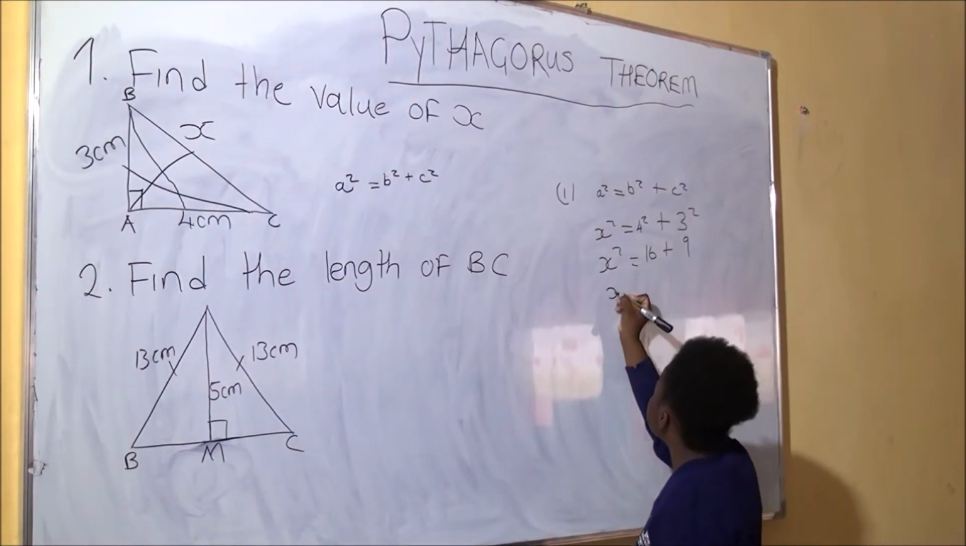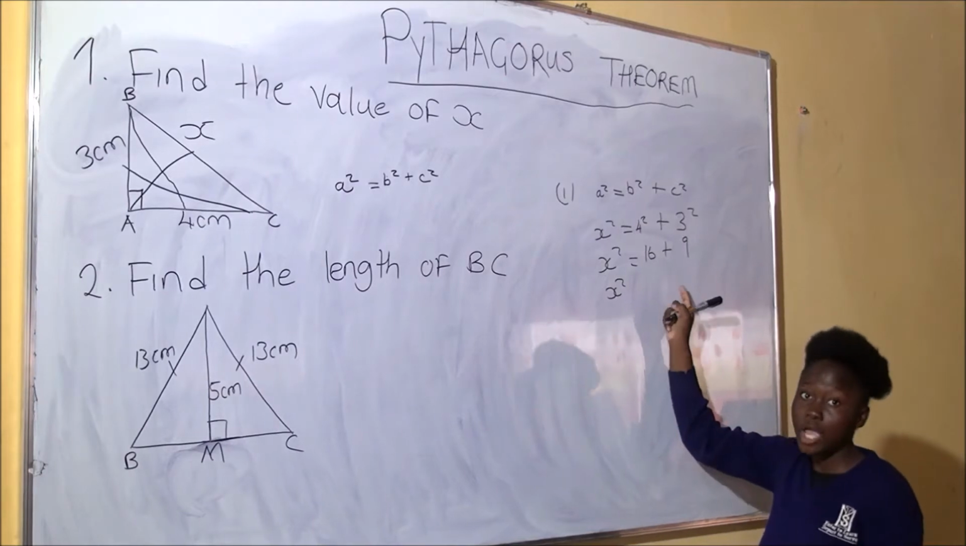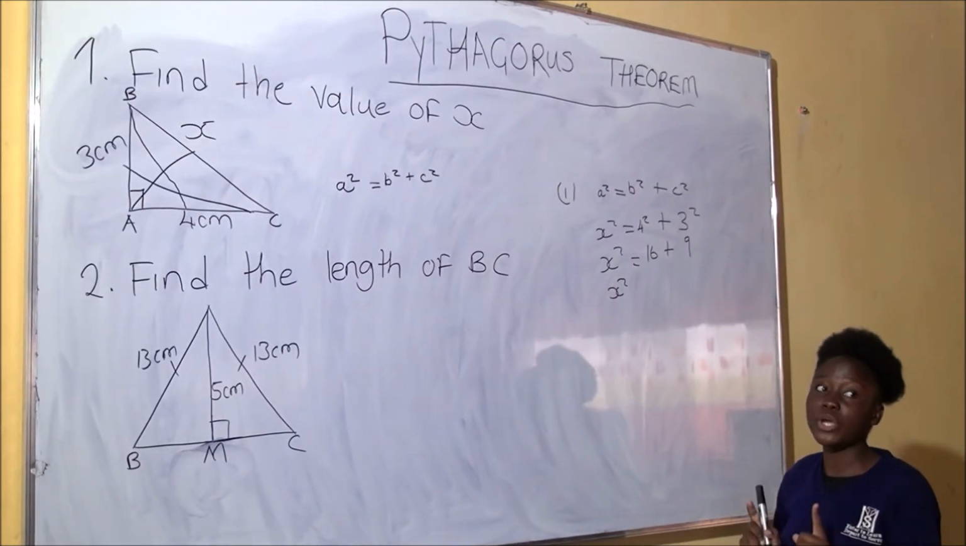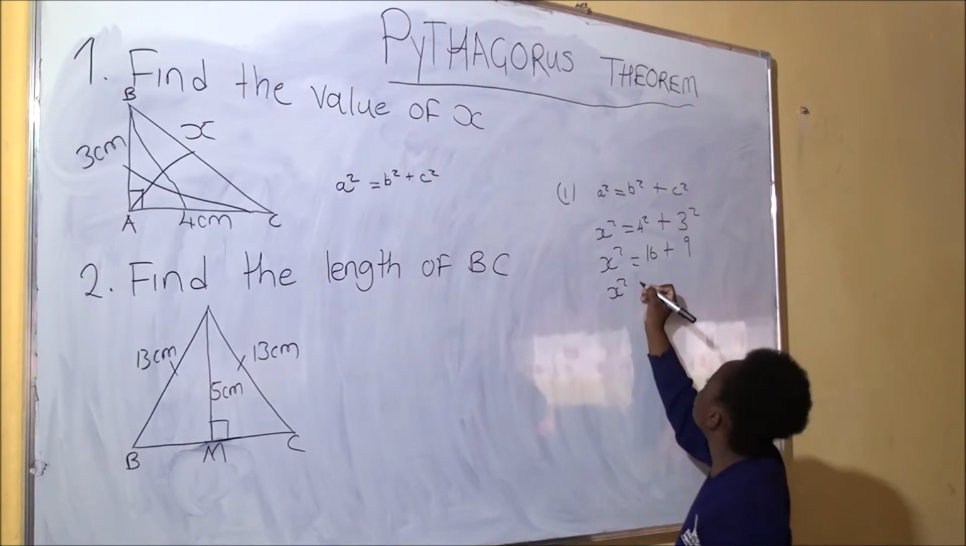We write x the way it is. We have a positive sign. When you have the positive sign, it means that you're going to add. So 16 plus 9 is going to give you 25.